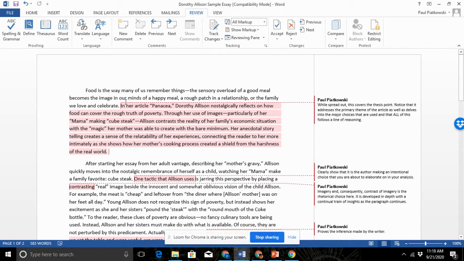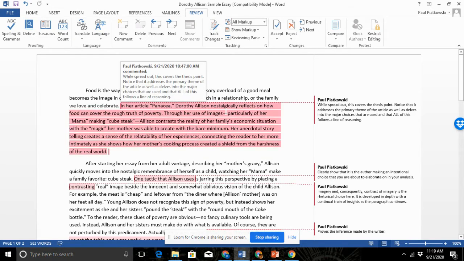But this was a very general kind of way of introducing the topic, but it provides a path into the deeper discussion. As she goes in, right, in her article Panacea, Dorothy Allison nostalgically reflects. Notice that I put the tone in right away. Nostalgically reflects. That way I can bring up that tone throughout the rest of the argument. I've already brought that up as one of the strategies being used, even though I'm not as direct about that.